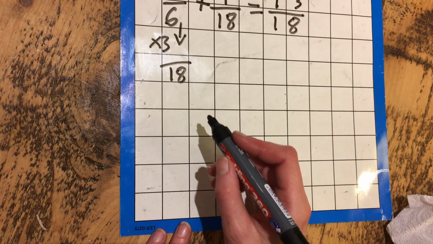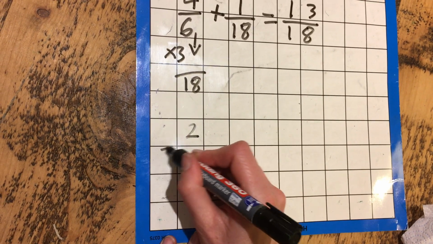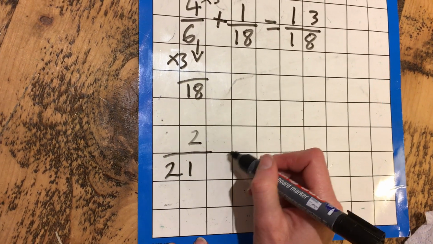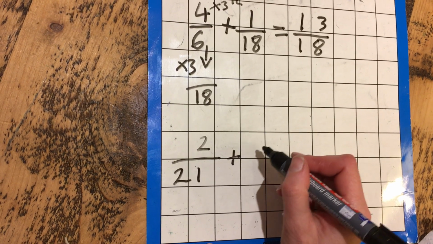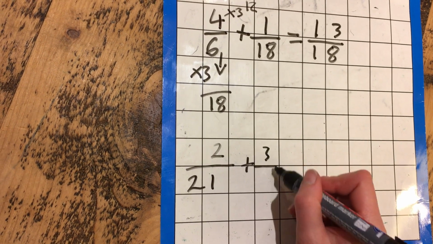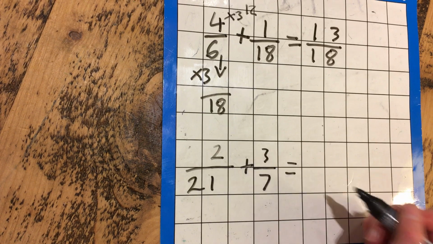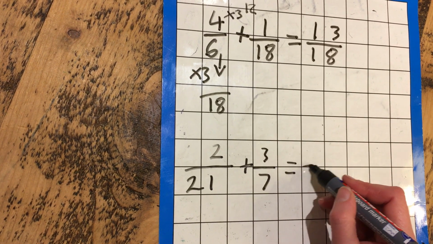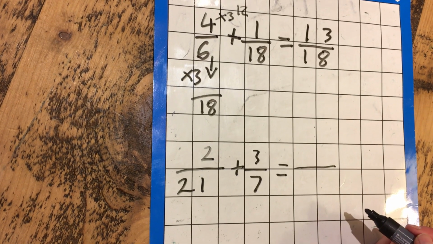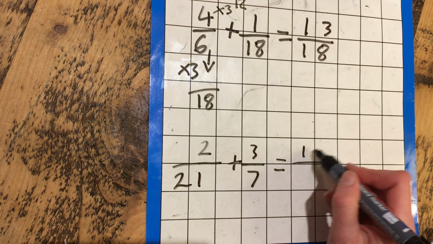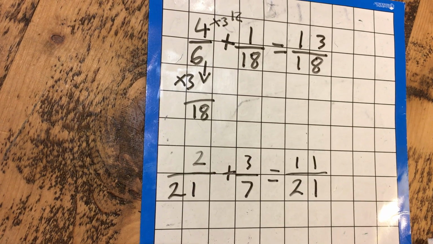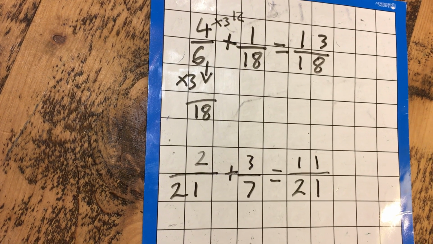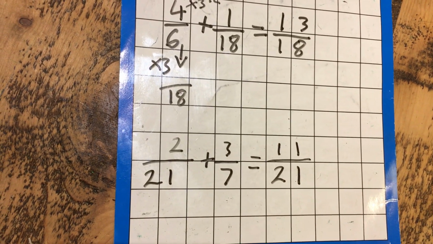The next one we're going to do is 2/21 plus 3 sevenths. 11/21. That's the answer. Can't simplify that one.